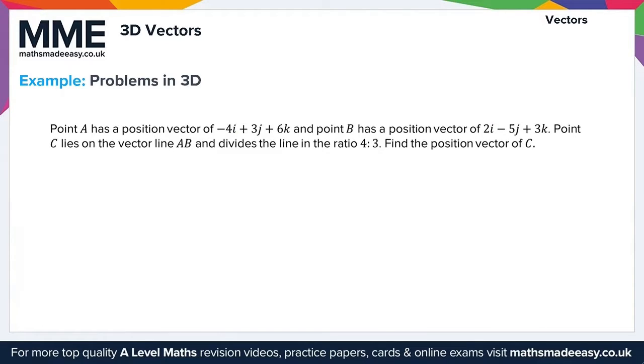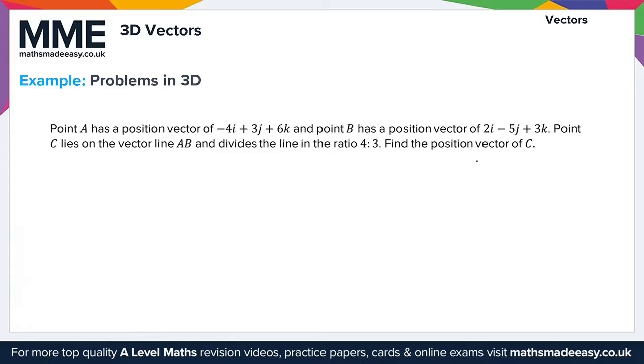In this example on 3D vectors, we're going to take a look at problems in 3D. Point A has a position vector of minus 4i plus 3j plus 6k, and point B has a position vector of 2i minus 5j plus 3k. Now point C lies on the vector line AB, and this divides the line in the ratio 4 to 3. What we want to do here is find the position vector of C.